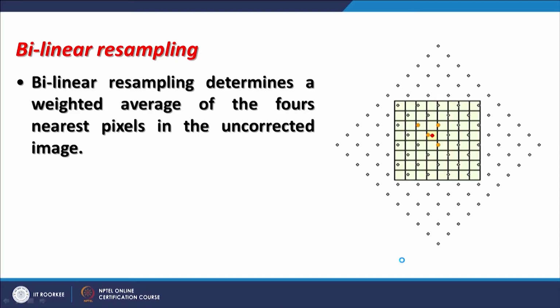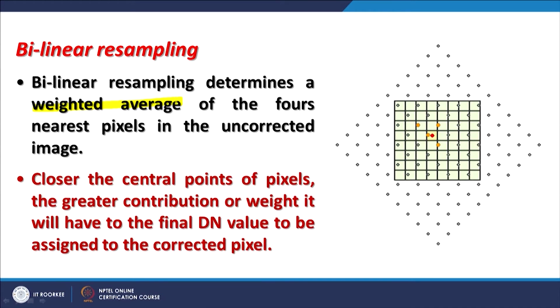Otherwise, it is very simple, very efficient, and good if somebody is going to use that image further for classification. Now the next technique is bilinear. As mentioned, it will now consider 4 surrounding pixels, take their weighted average, and assign the pixel value to the target image. And as you know, the closer the center point of the pixel or overlap, the greater the weight it will have in deciding the final digital number to be assigned to the corrected pixel.